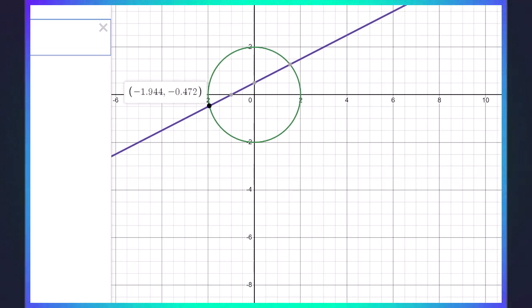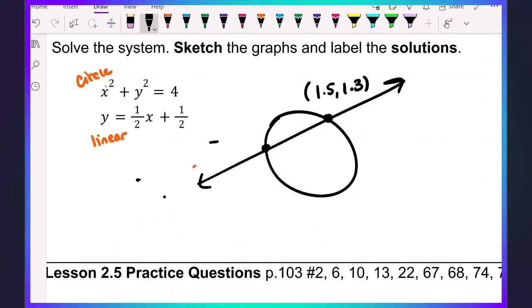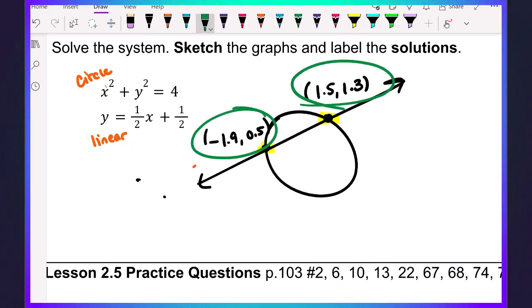Now I've got negative 1.9 and negative 0.5. So negative 1.9 and negative 0.5. And those are my two solutions. And that is how it works. So just remember that if you are trying to solve a system of equations, it is not the x-axis, it is where they intersect, and it has to be both the x and the y coordinate that is the solution.